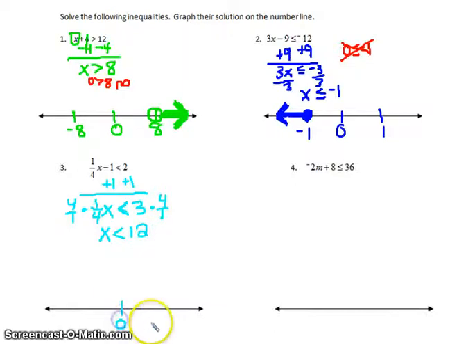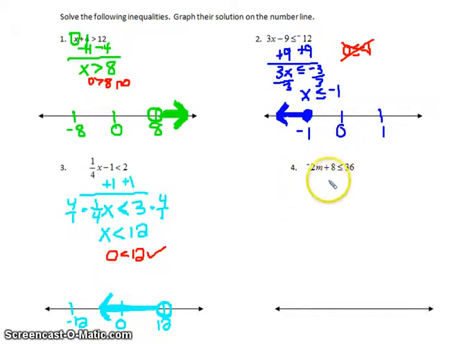So I'm going to show my 0, my 12, and my negative 12. I know it's not perfect, we're just doing a sketch. I have an open circle because it's less than. There's no equal to involved, it's just less than. And I'm going to check my 0. Is 0 less than 12? Yes, it is. So that means we are going to shade the side that includes 0. Going in this direction, there you go.